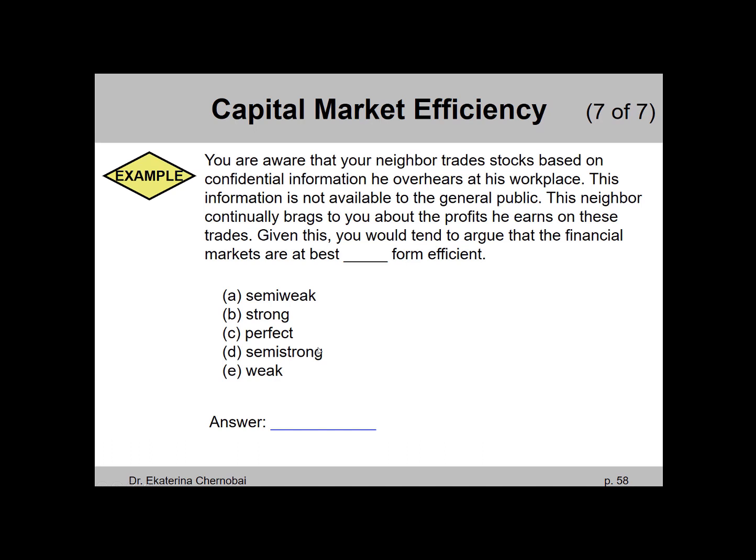Semi-strong form efficient. So the other options would be weak, strong. We talked about strong, semi-strong, weak. Semi-weak, this term does not exist in finance. It does not exist when we talk about market efficiency. So your choices should be only between strong, semi-strong, and weak. And in this particular case, D, semi-strong, is the right answer.